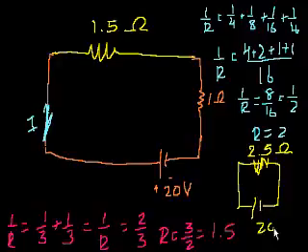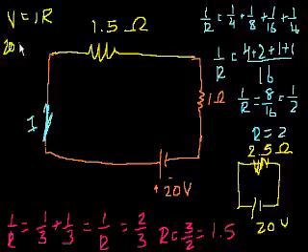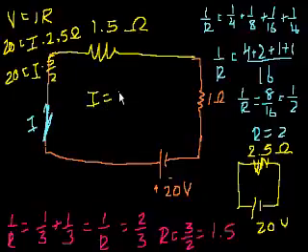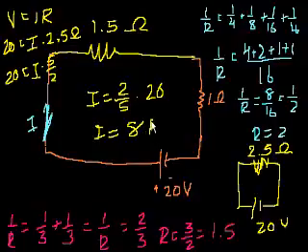The voltage is 20 volts across them. So what is the current? Well, Ohm's law: V is equal to IR. Voltage 20 is equal to current times our equivalent resistance, 2.5 ohms. Another way to write 2.5 is 5 halves. So 20 is equal to I times 5 halves, or I is equal to 2/5 times 20. And what is that? I is equal to 8 amperes.